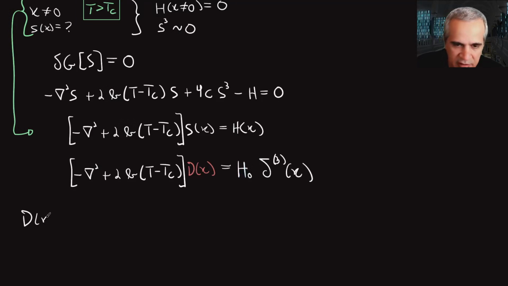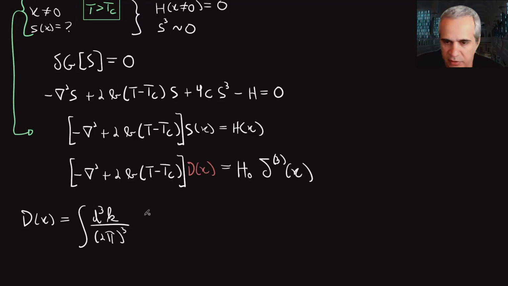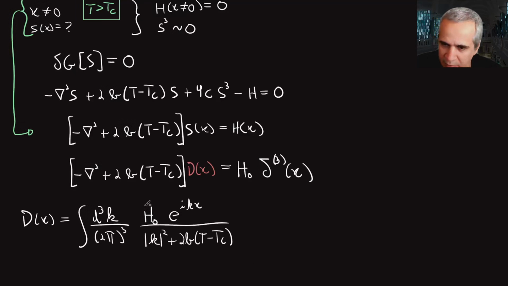In this case, it is just S of X equal to the integral d3k over 2 pi cubed, times h naught, because here we have this normalization, times exponential of i k dot x over k squared plus this thing here, which is proportional to T minus TC. Start noticing that this guy is playing the role that you would have with a mass squared for some excitation of this field, if we were talking about a field theory of particles. I can do this integral. It's not hard. We did one very similar to it when we were figuring out the Yukawa potential.